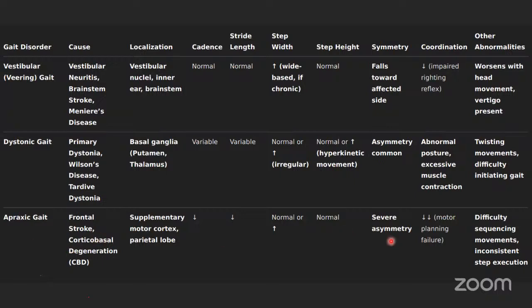There is severe asymmetry and there is difficulty sequencing movements and inconsistent step execution. The step width may be normal or increased and the stride length is decreased. There might be a severe asymmetry if the lesion is unilateral.